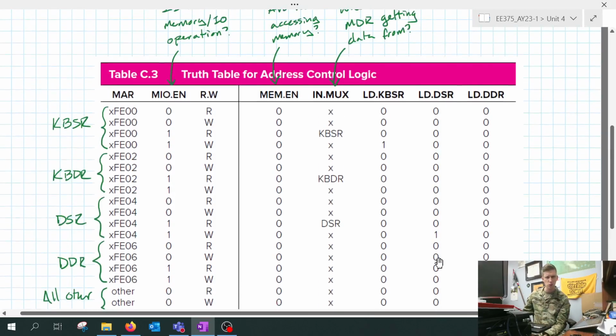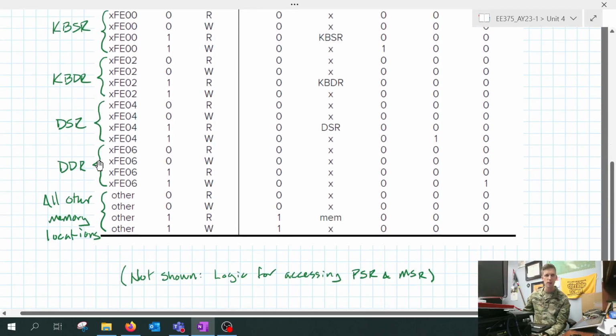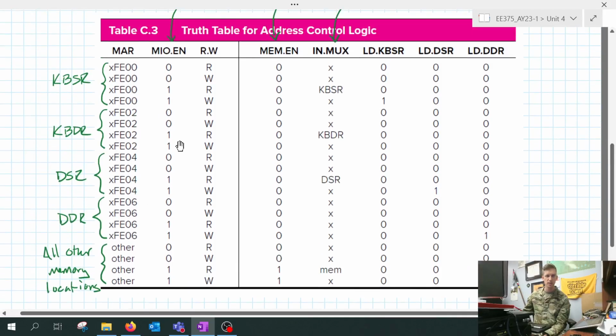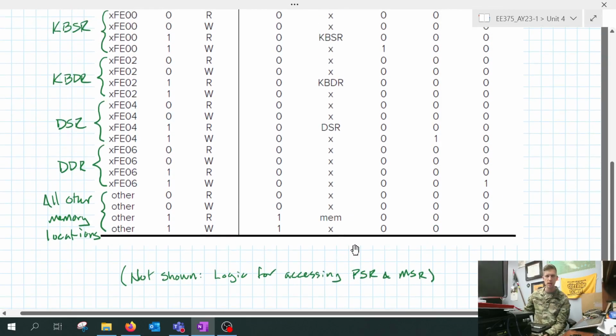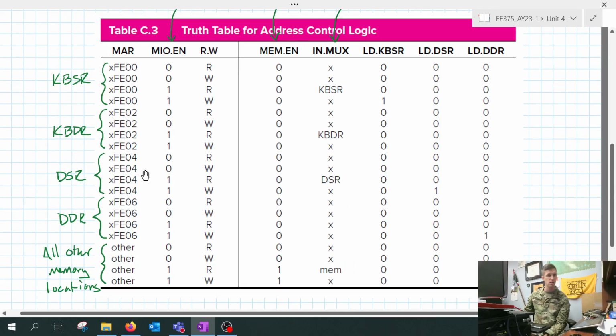So I'm not sure why they're not here. I think to be complete, they would be, right? There should be a couple extra rows here for how to read and write from these 2 registers if that's trying to be accessed. And I think maybe I've got an exercise where we do that. Just know that those should probably be there, and for whatever reason they're not, but they follow the same principles.